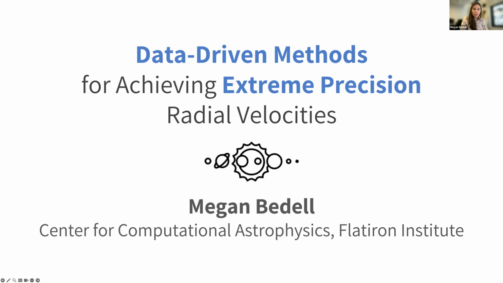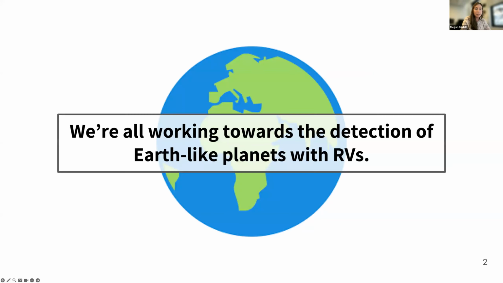And so without further ado, I'm going to be talking about data-driven methods for achieving extreme precision radial velocities. And normally I would start my talk by trying to give some motivation, but I don't think that I need to convince this crowd here that Earth detection is an important goal for us, and EPRV is the way that we want to do that. So starting from this motivation, we want to be able to find Earth-like planets.